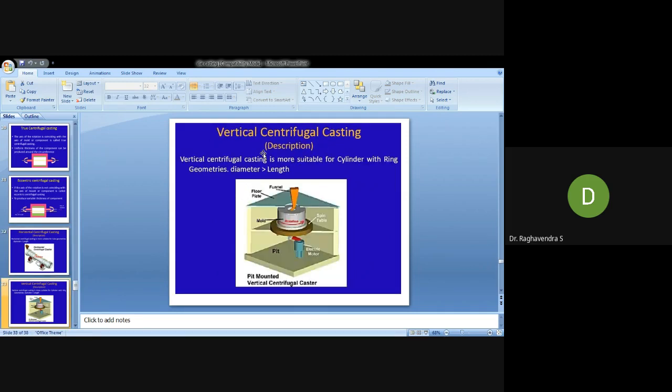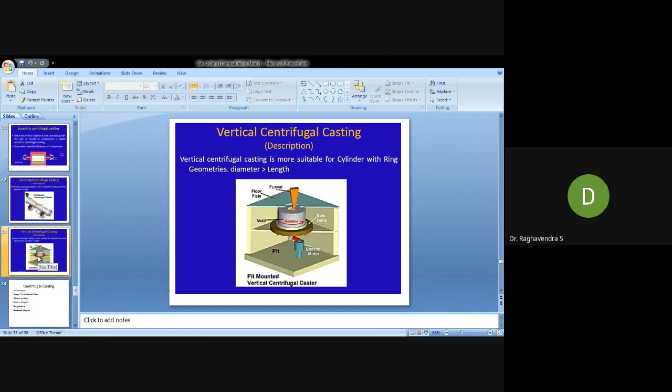If you want to make vertical, see here, something like they'll pour it here, they rotate like this, spin it like this. Okay, finally you'll get something like a bucket, some bowl kind of thing. For industrial purposes, that also you can make. Like this, you can fix it, you can design the mold or spinning axis based on the requirement, all these things.